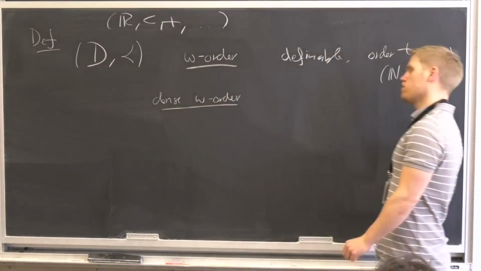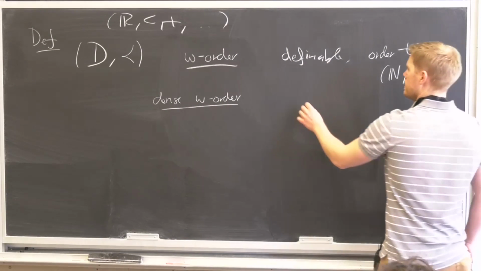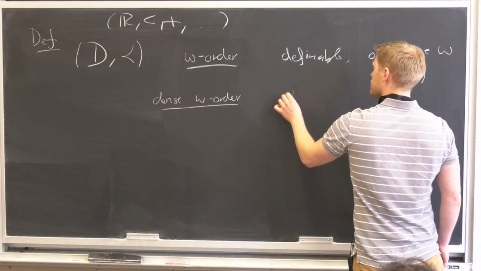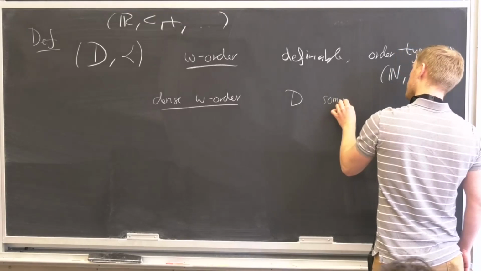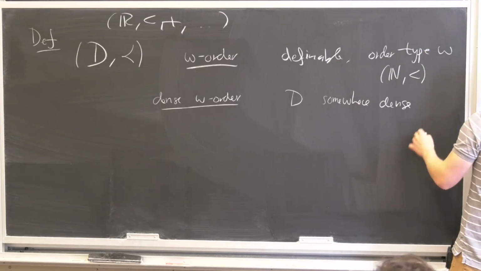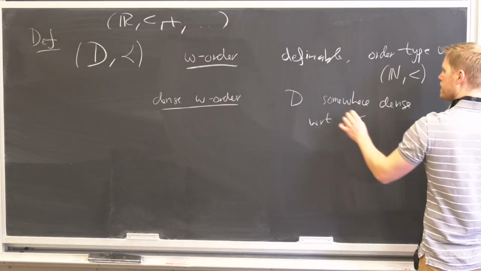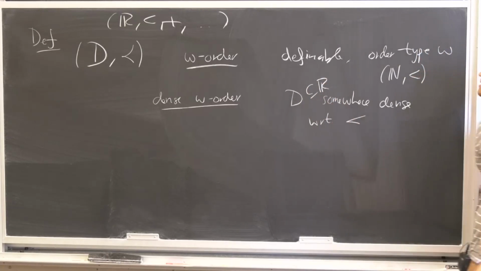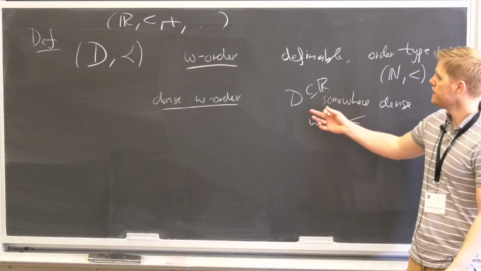Dense, so when I say dense omega order, this is really just a short form for saying that D, this underlying set, is somewhere dense, but not with respect to the order we're adding, with respect to the usual order of the reals. So D is a subset of the reals and somewhere dense with respect to this usual order. So there are really two orders living on this D. The one is this very discrete order, and the other one is this dense order.